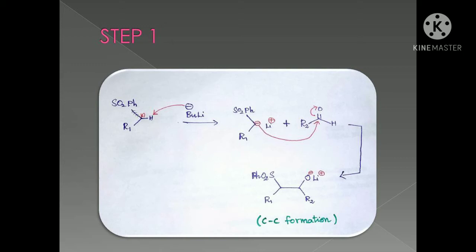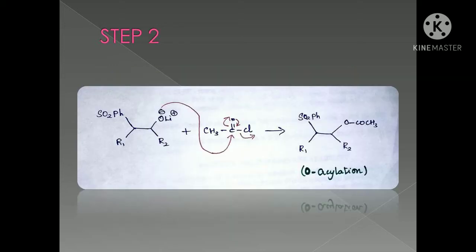Then it will undergo reaction with aldehyde. It attacks the carbonyl carbon of aldehyde and forms carbon-carbon bond. Next step is O-acylation. Negative charge on carbon will attack the carbonyl carbon of acetyl chloride, and here oxygen will get negative charge. If the negative charge on that oxygen reverts back, then chlorine will leave. It leads to the O-acylated product.